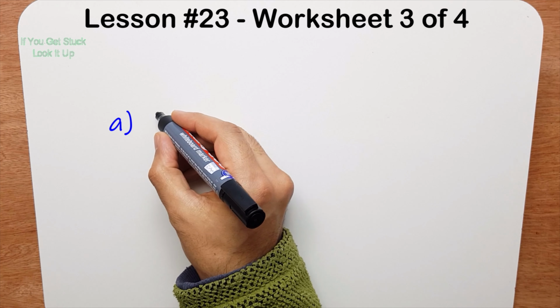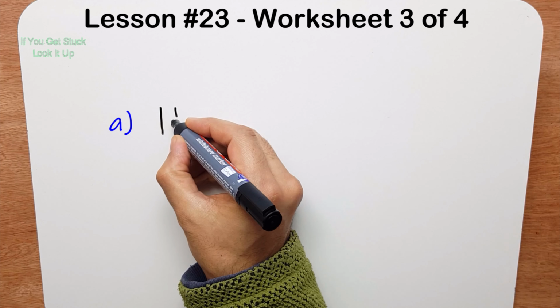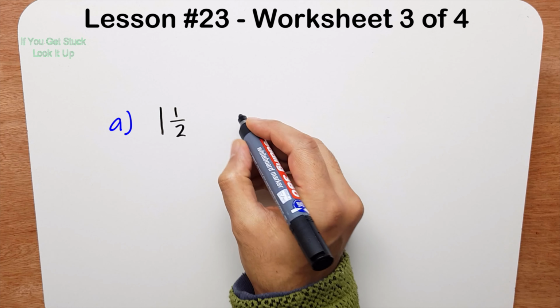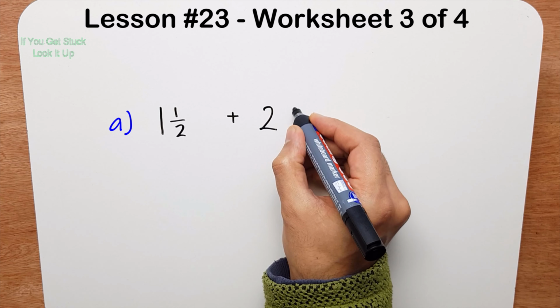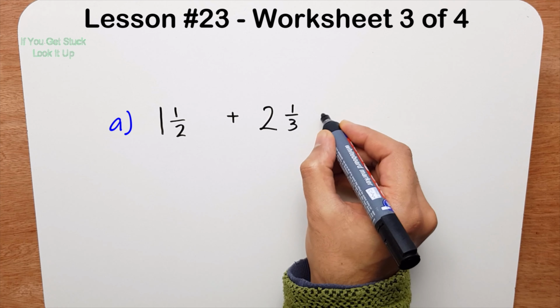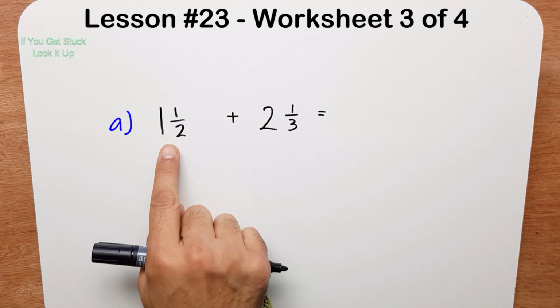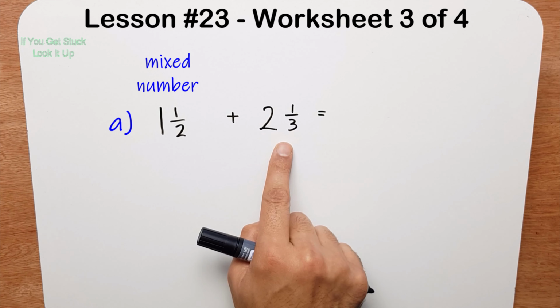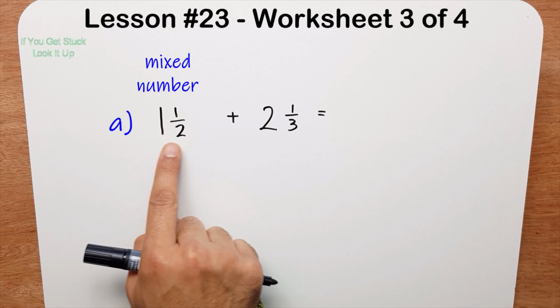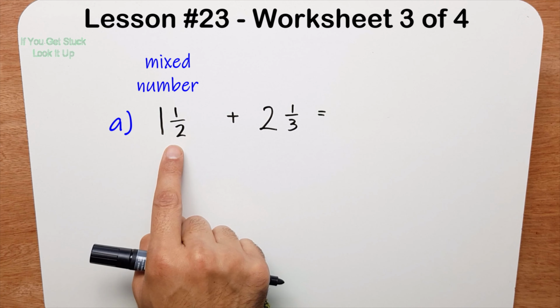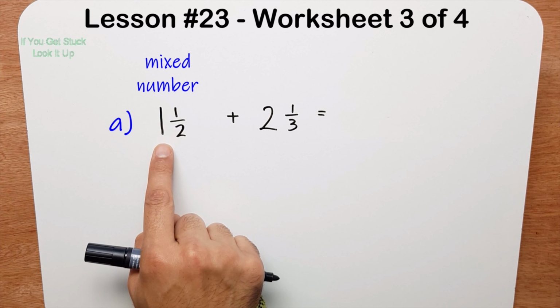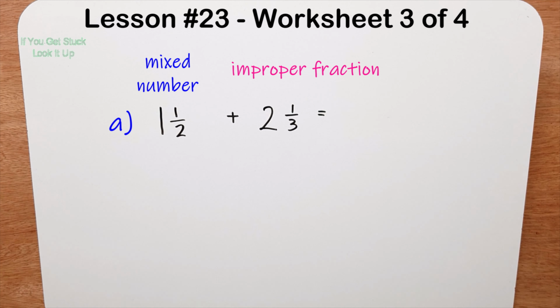The first question is 1 1/2 plus 2 1/3. Now we have a mixed number here and a mixed number here. You have the whole part and the fraction part. So step 1 is to turn this mixed number into an improper fraction.